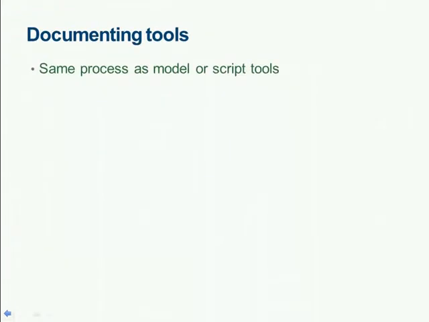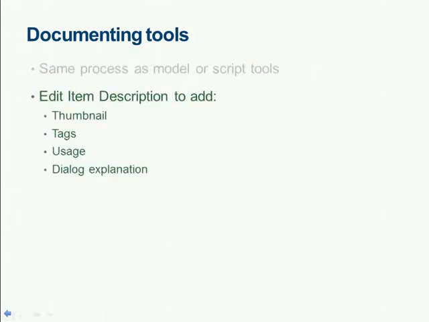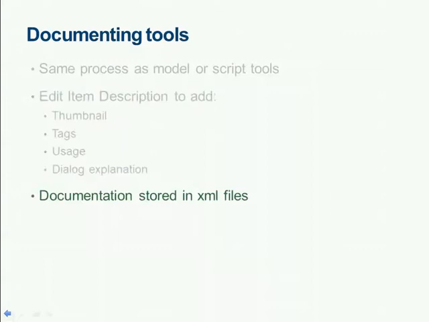In terms of documenting tools, we talked a little bit about this in some of the Q&A, but the process is the same as you've done in the past for any model or script tool. You can right-click the tool, go to item description, and edit that item description. You can add an image to associate with the tool. You can add some tags, which is useful if you're going to index your tool or want it to be searchable. You can add some usage information, such as why and in what scenarios I might want to use this tool. And you can add the dialog explanation, so that in the tool side help, when I click a parameter, I can edit that help in the item description.